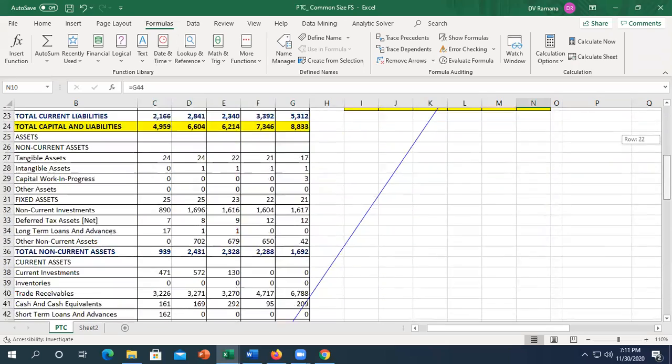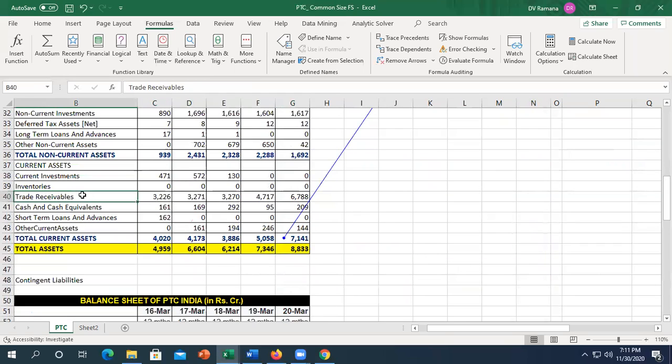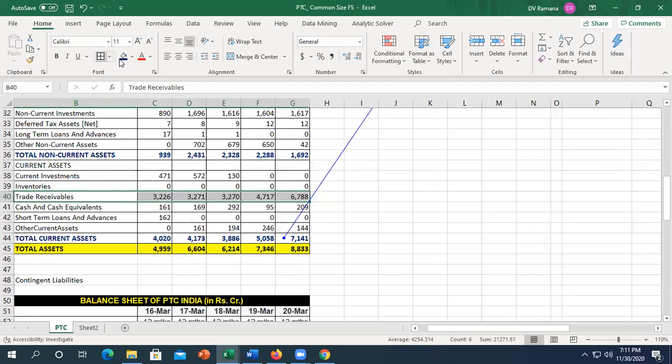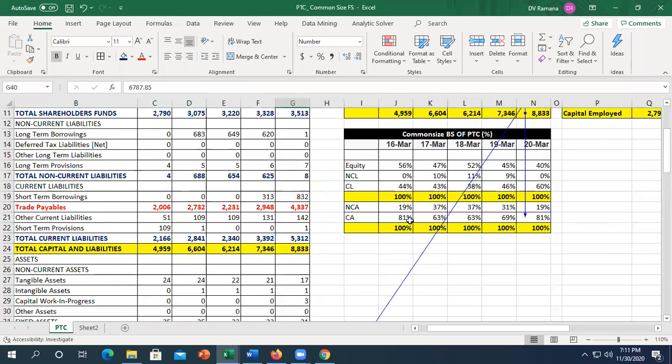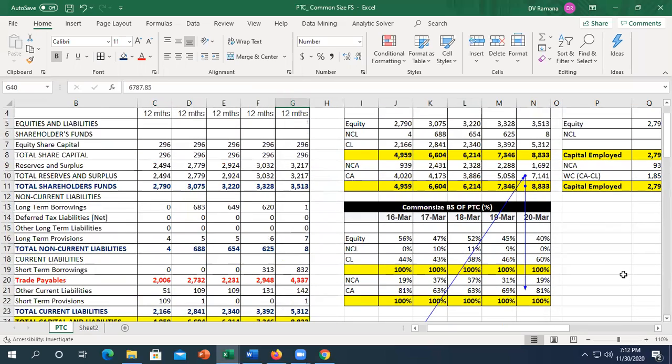I'm sure by now you may be guessing, correctly, that this is a trading company. So a significant part of the current assets will definitely be receivables. They sell power to various buyers, including the distribution companies, and the trade receivables have increased from 3,000 crore to 6,788 crore. So the common size balance sheet gives us a view at a macro level, the percentage of individual items to the total assets and total liability, total sources.